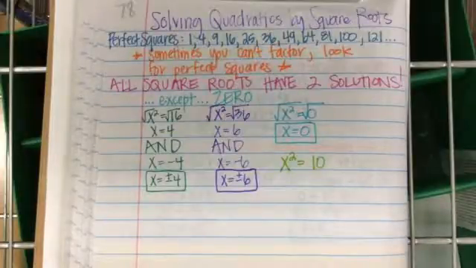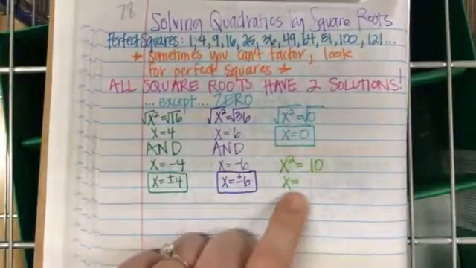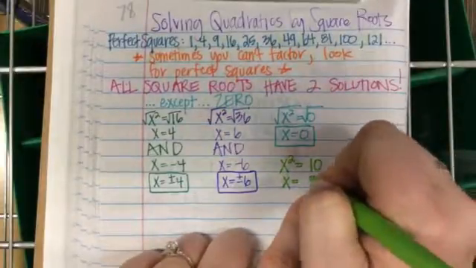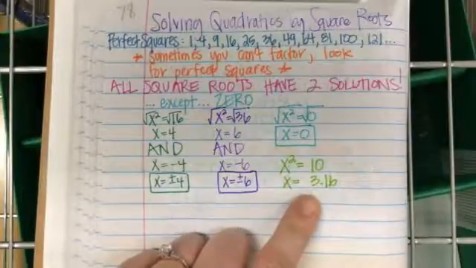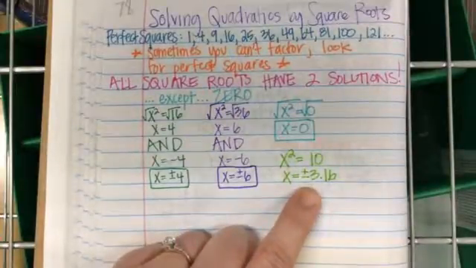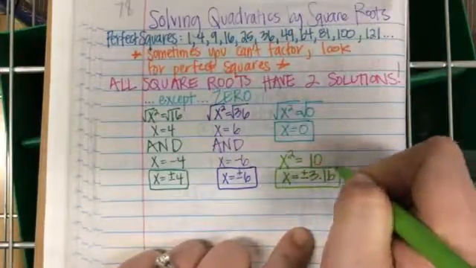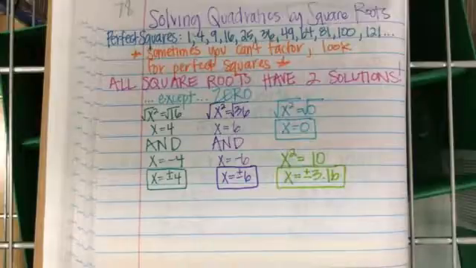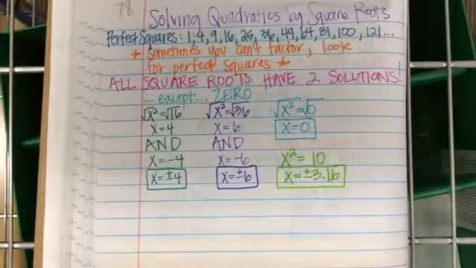Square root x squared equals 10. So you're going to do the square root of 10. Round to the nearest hundredth. So x equals what? 3.16. Yeah. And it equals negative 3.16. There are two solutions. There's a positive solution and a negative solution. Every square root has two solutions except 0. 0 only has one solution.